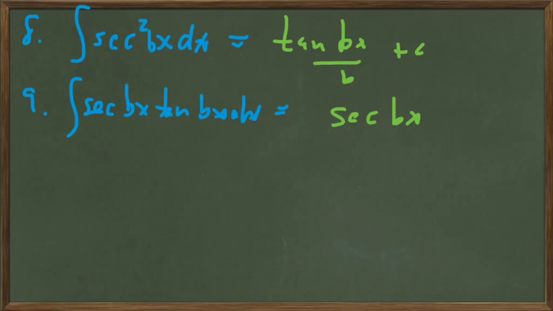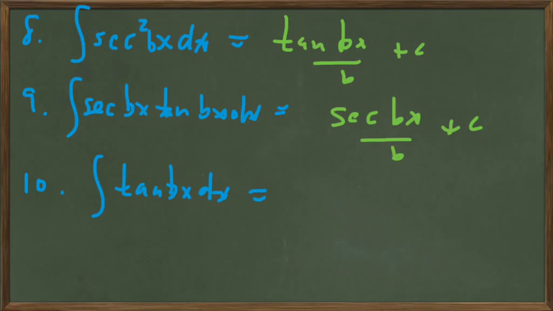Secant bx over b plus c. And then look at a couple of trig functions where they're not so straightforward. The antiderivative of tangent x, or tangent bx, dx would be, that's the one where we had to write it as sine x or sine bx over cosine bx.